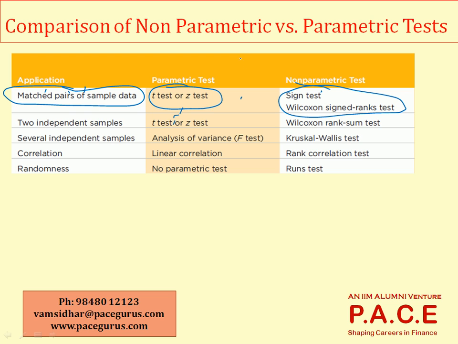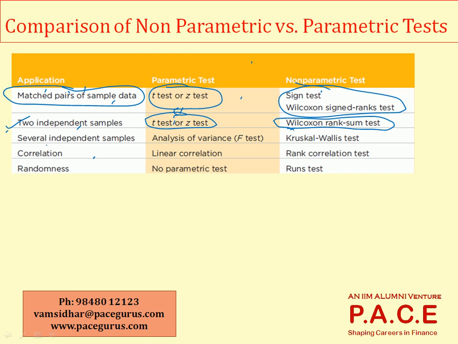Whenever we are talking about matched pairs of sample data, it's like a paired sample t-test or paired sample test, which we have looked at in the case of parametric, and two independent samples tests. Again, this also we had in case of parametric, testing the uniformity of the means of two independent samples. There also we have used a t-test or a z-test only. Here, in case of non-parametric, we call that the Wilcoxon rank sum test.